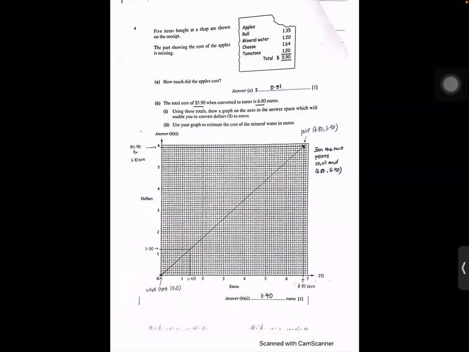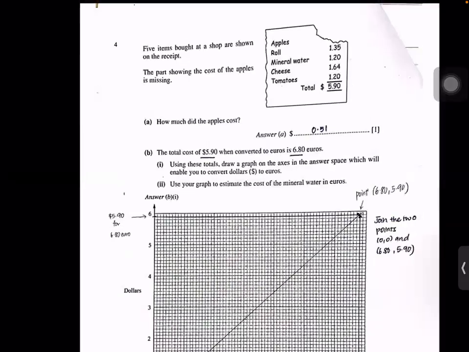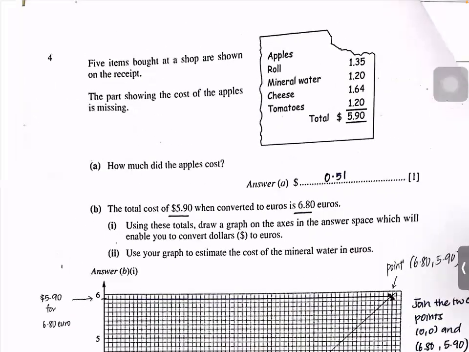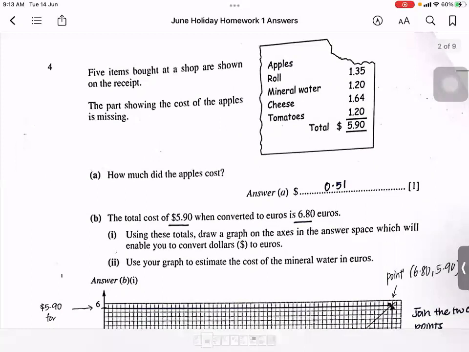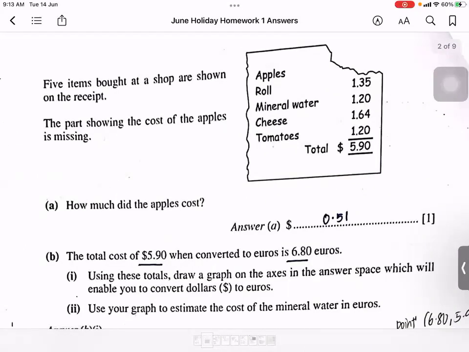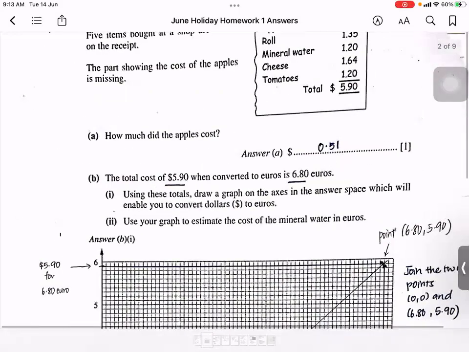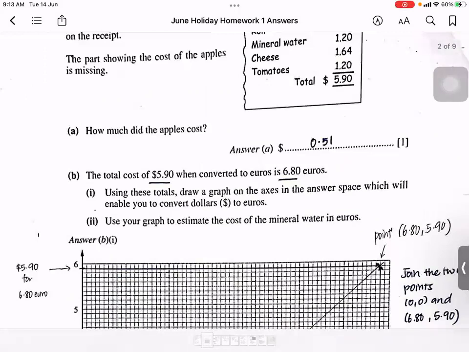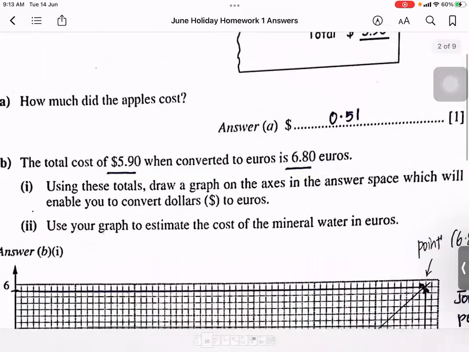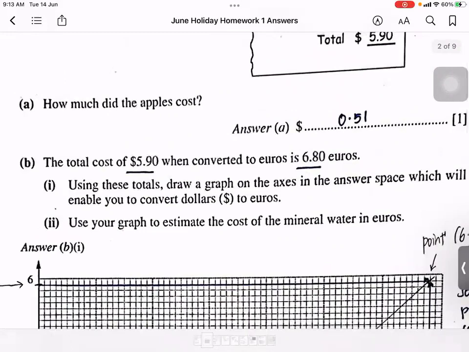Okay, next one, question number 4. This one is a real life situation question. Actually the question is very simple for part A. So how much the apple costs, we just take total minus everything. But the one that comes with the common sense is part B. It looks very difficult, but actually it's very simple. Now, when we have a total cost of $5.90 to be converted at $6.80 per euro, what does this actually mean? We need to observe our axis.